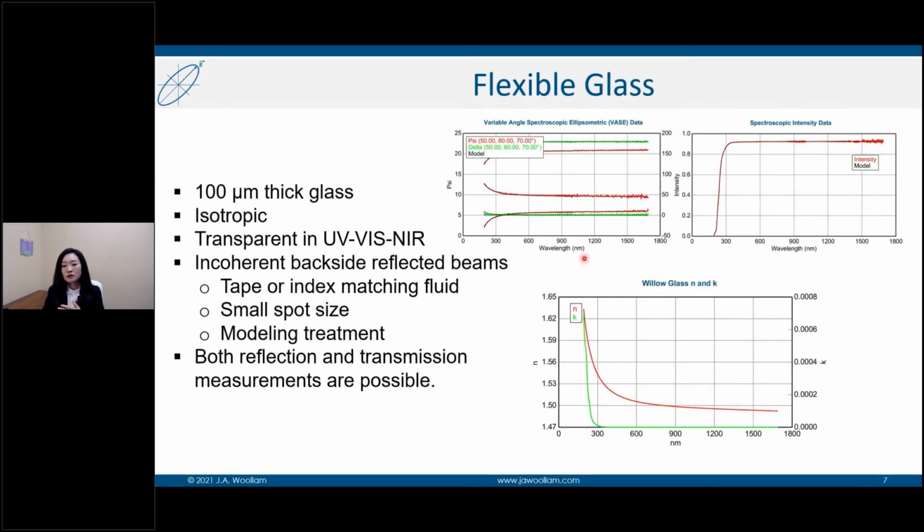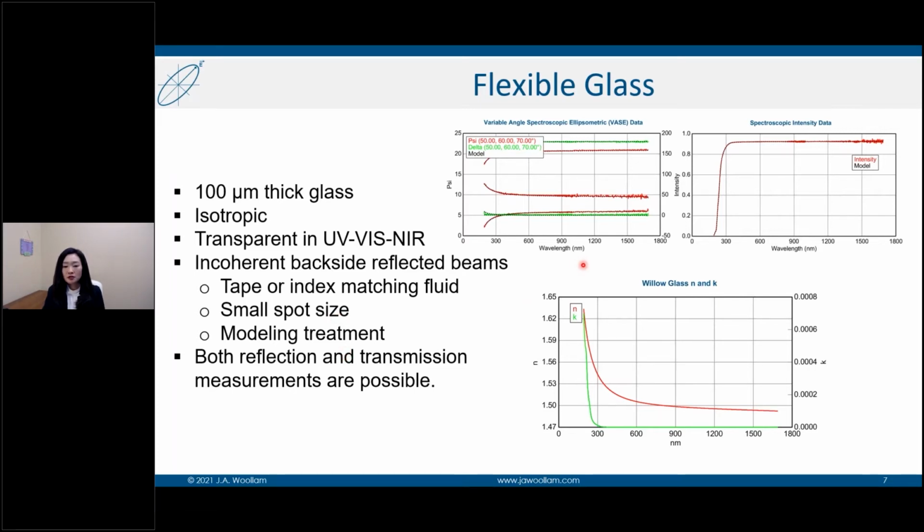The other two substrate types that we are going to deal with are transparent flexible substrates. One is isotropic and the other is anisotropic. For transparent substrates, an optical measurement may suffer from the signal contributed by the incoherent backside reflected beams. However, various methods are available to suppress them, such as using an index matching fluid or liquid, reducing the spot size, or taking care of them in the model.